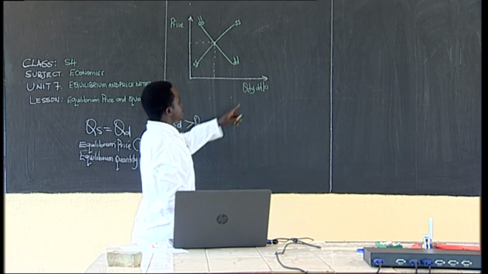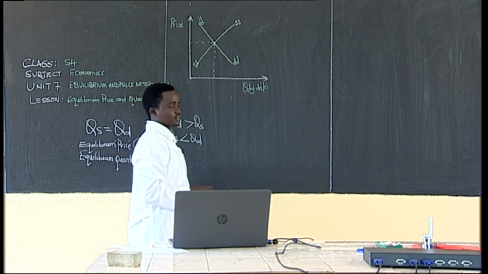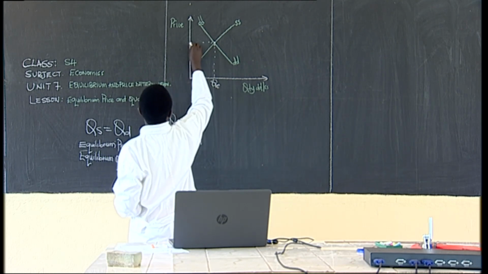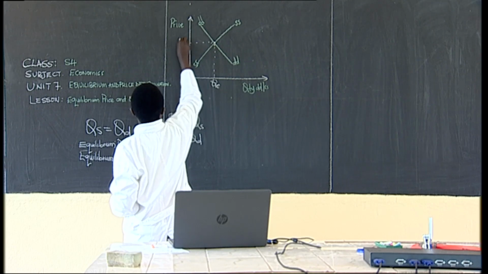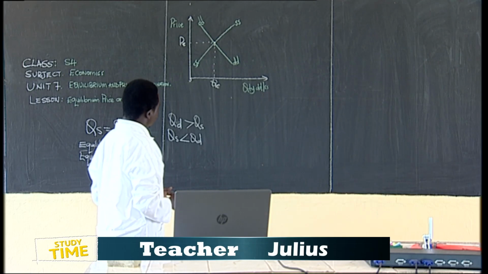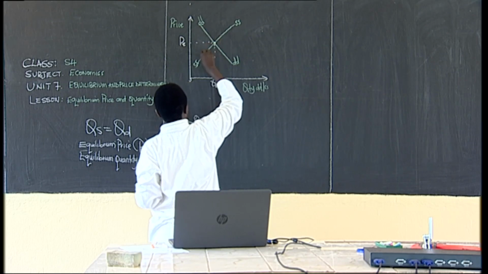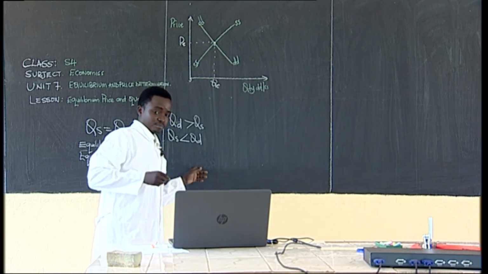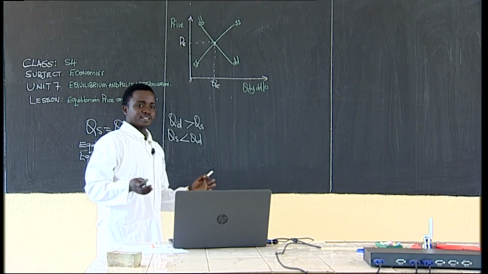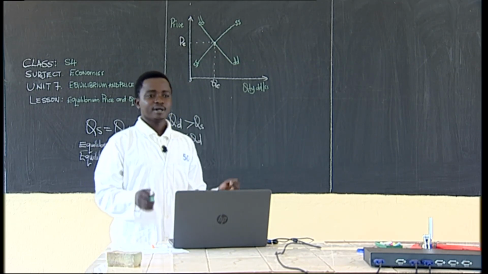Then along the x-axis, where we have quantity demanded or quantity supplied, we attain an equilibrium quantity. And along the y-axis, where we have the price, we attain our equilibrium price. So at this point, this is a point of equilibrium where quantity demanded is equal to quantity supplied. Therefore, at this point, we attain a market balance. So equilibrium price is the ruling price in the market where quantity supplied is equal to quantity demanded.